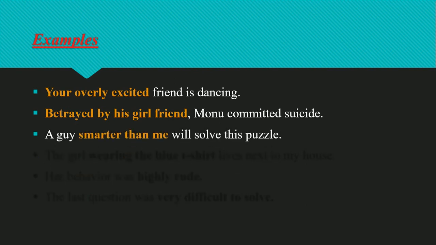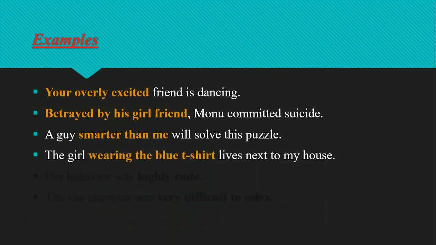A guy smarter than me will solve this puzzle. Now here, the adjective phrase comes in the middle of the sentence. Smarter than me is an adjective phrase which is modifying the noun guy. The girl wearing the blue t-shirt lives next to my house. Wearing the blue t-shirt is telling about that girl who lives next to my house.